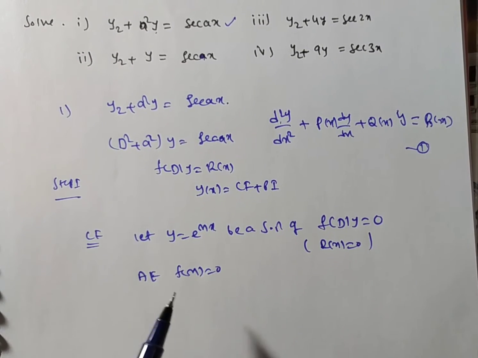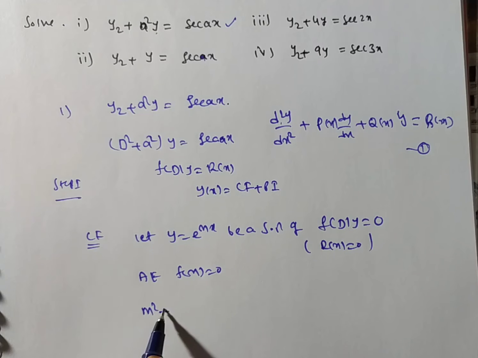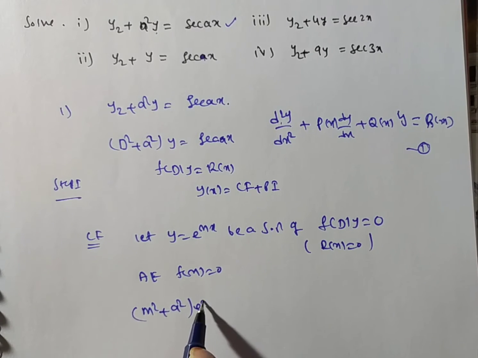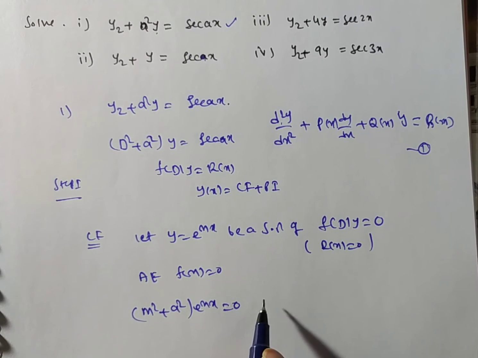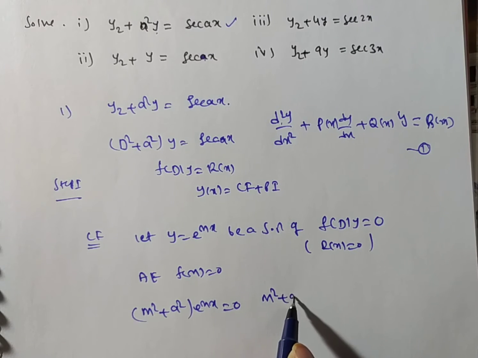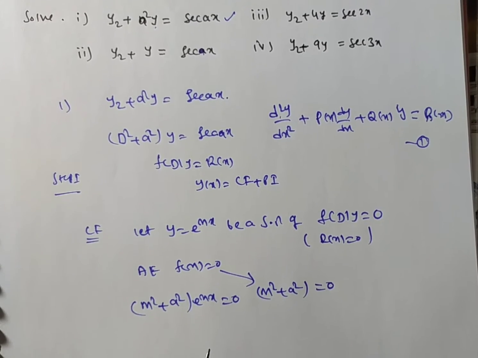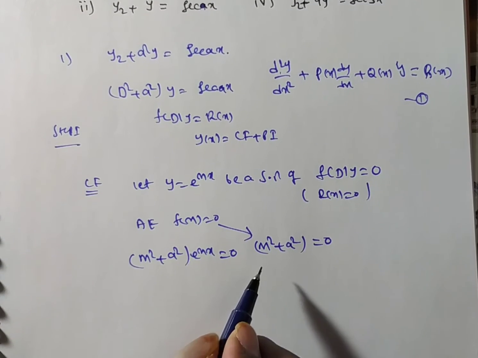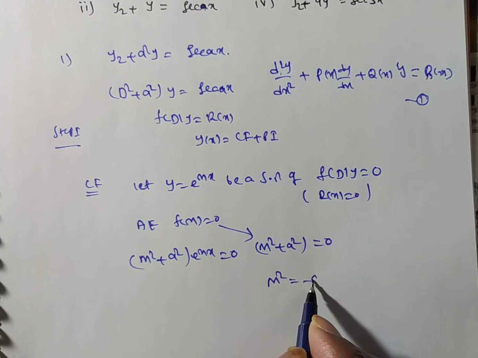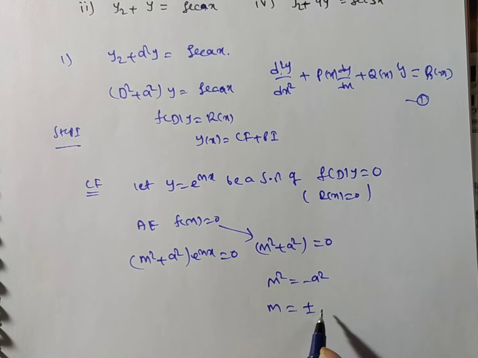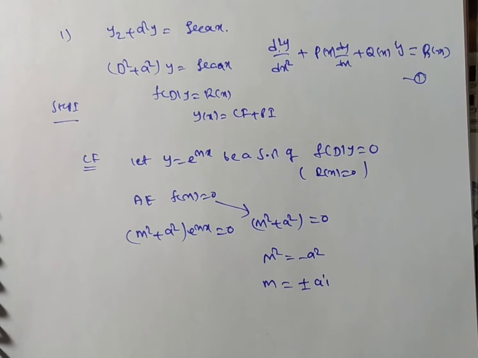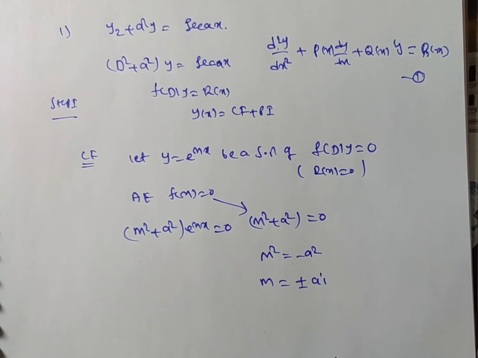So what do we have? f(m) e^(mx) = (m² + a²) e^(mx) = 0. Since e^(mx) is never 0, we have m² + a² = 0. This is the auxiliary equation or helping equation. From this we get the roots: m² = -a², so m = ±ai. So the roots are purely imaginary.